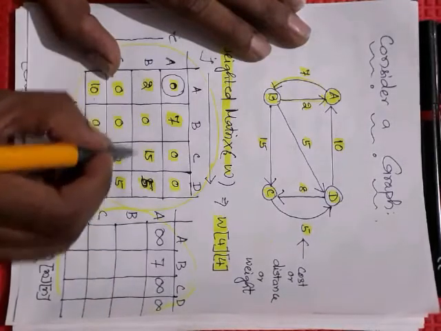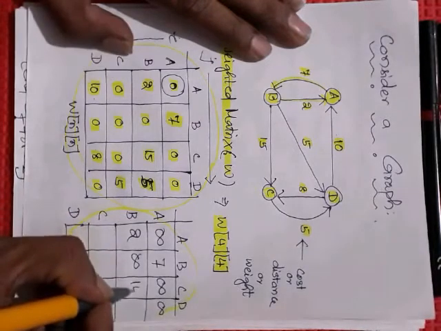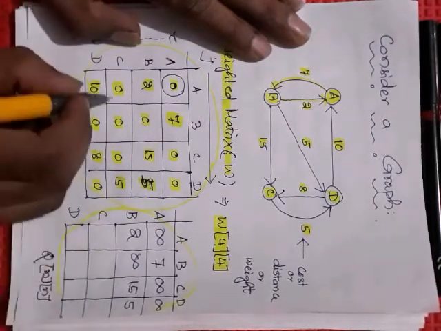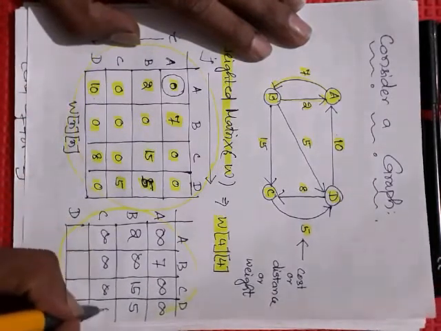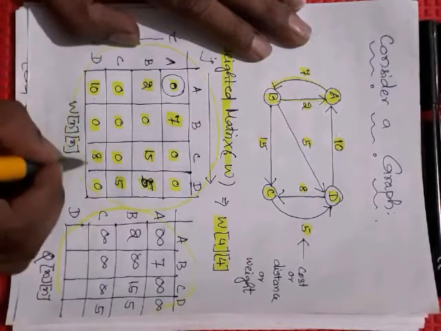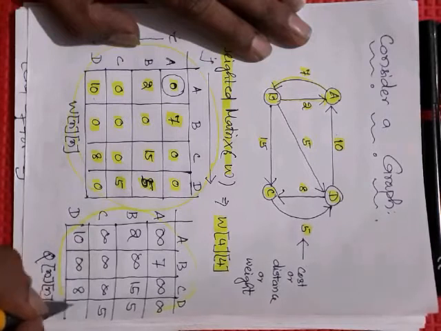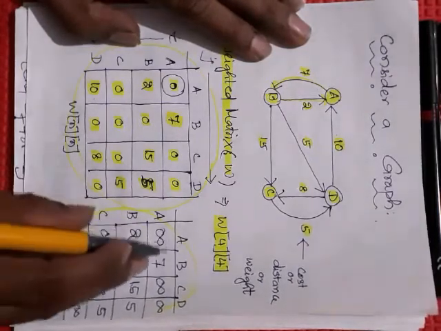So 2, 0, 15, 5 becomes 2, infinity, 15, 5. Like that, let us update the values initially. So 0, 0, 0, 5 becomes infinity, infinity, infinity and 5. Then 10, 0, 8, 0 becomes 10, infinity, 8, infinity. So this is the initial Q matrix we are getting.